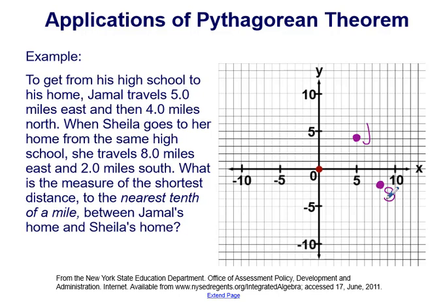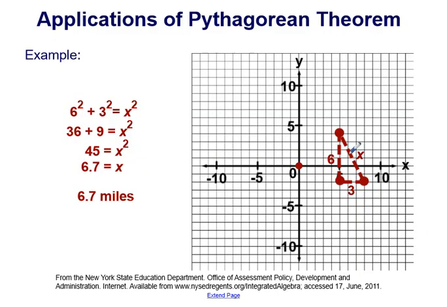So again, we now want to find that shortest distance between the two ordered pairs or the two houses. So we need to try to use the Pythagorean theorem to do that. We need to create a right triangle with those points. So we've done that here, and we've labeled that the distance between Jamal's house and Sheila's house is now x. That's our variable. And we've created a right triangle by going directly down from Jamal's house and then to the right to Sheila's house. So that creates your right angle here.